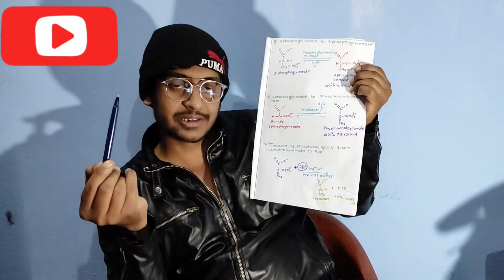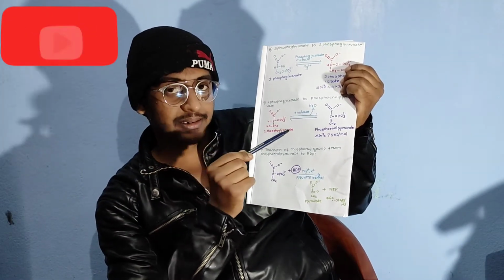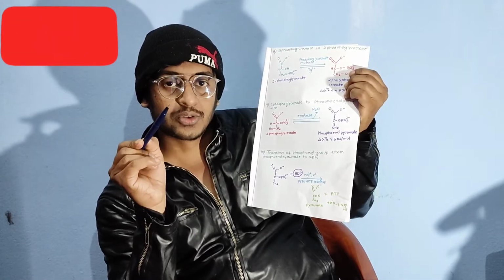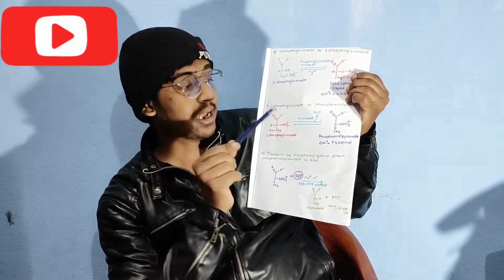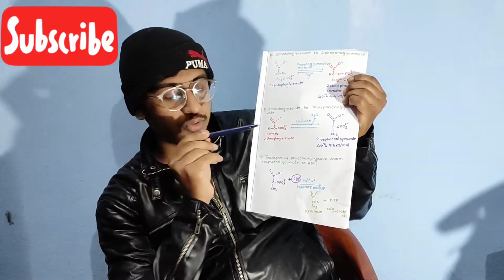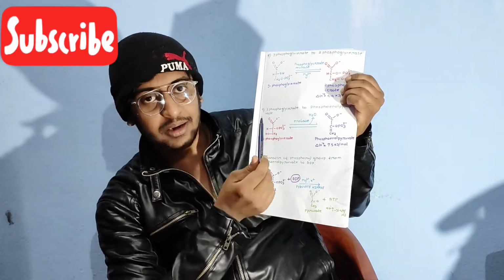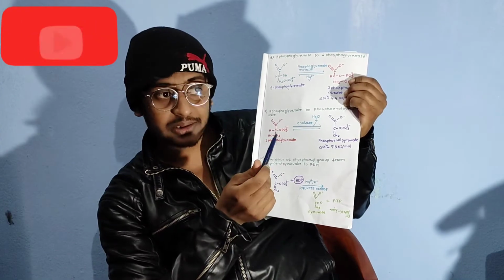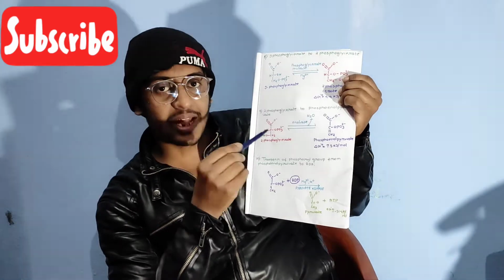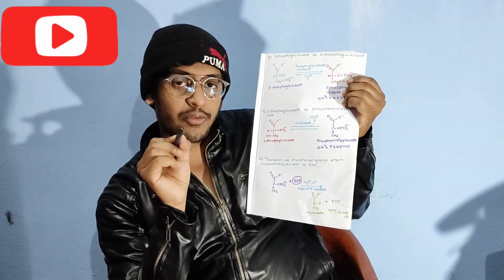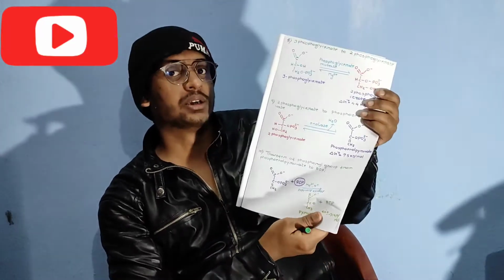So 2-phosphoglycerate is transformed into phosphoenol pyruvate. This is a dehydration reaction. In this step of glycolysis, H2O is released. 2-phosphoglycerate is transformed into phosphoenol pyruvate in the presence of the enzyme enolase. This reaction releases H2O, so this is the dehydration step of glycolysis. The value of delta G is 7 kJ per mole.